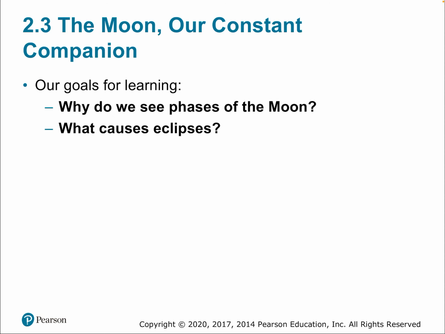Okay, now, speaking of motions and periods of motion, let's talk about the moon. We have a very dramatic, amazing moon. In later chapters, we'll talk about theories about how the moon was formed, but it's very fascinating. It's quite large. It causes very dramatic tides, and it's beautiful. So what are our goals for learning about the moon, our constant companion? Well, we want to answer, why do we see phases of the moon, and what causes eclipses? And also, squeezed in there somewhere, we'll talk about why we always see one face of the moon.